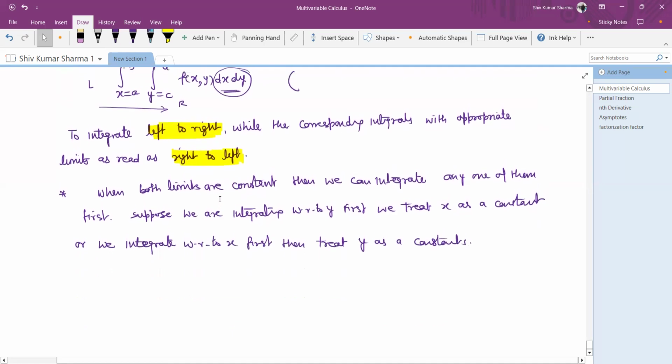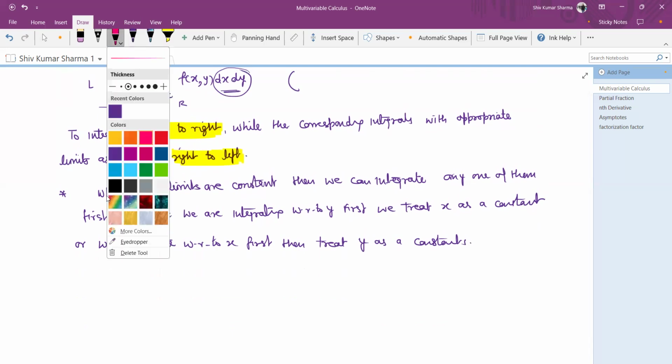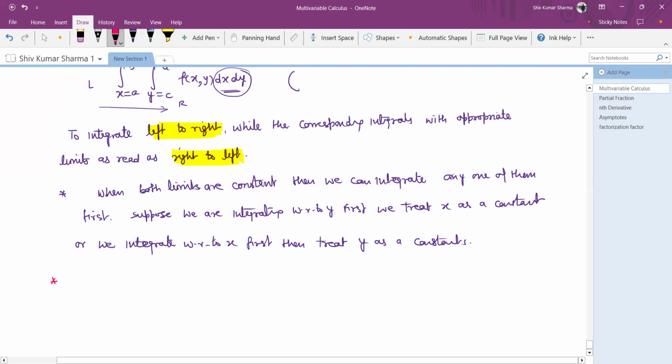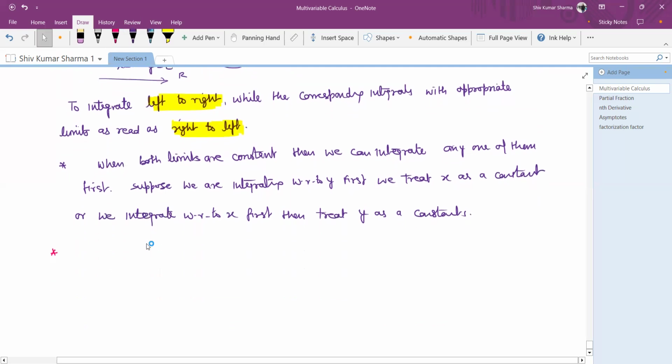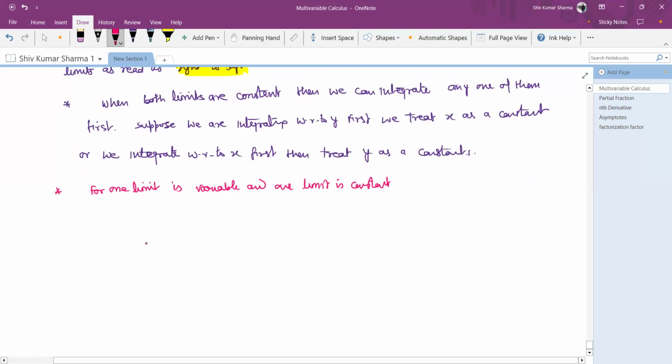So now this is the case when both limits are constant. Now we move further to variable limits. So it is clear that in double integration, one limit will be variable and one limit will be constant. So when one limit is variable and one is constant, the variable limit may be for y or for x.